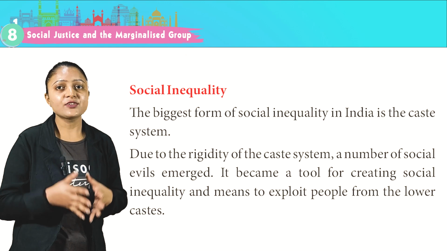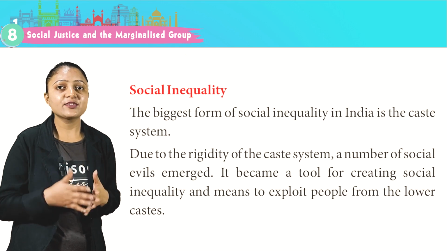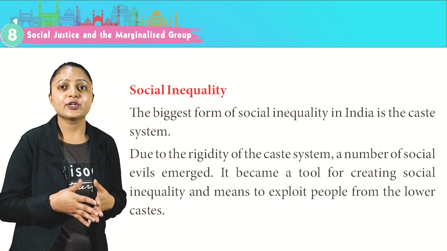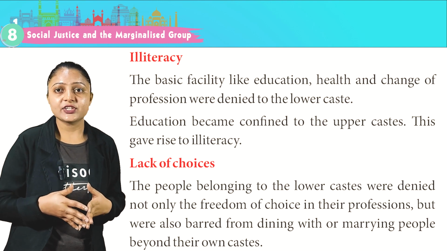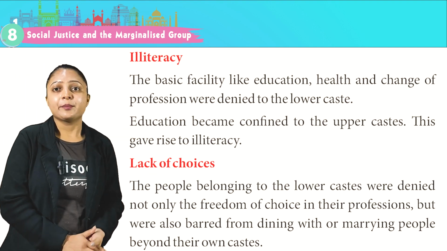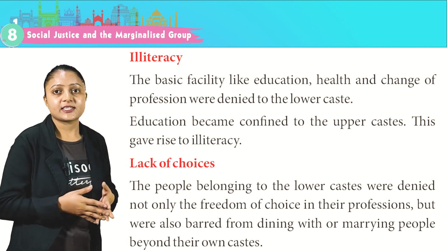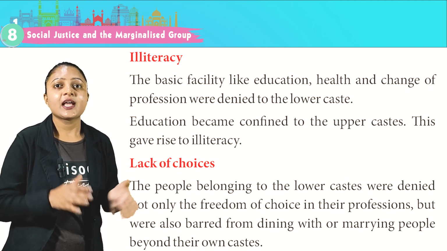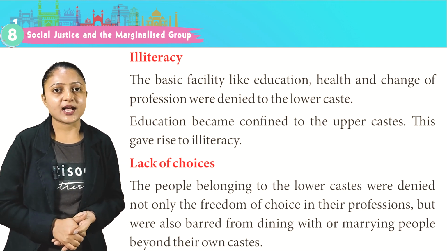Social inequality. The biggest form of social inequality in India is the caste system. Due to the rigidity of the caste system, a number of social evils emerged. It became a tool for creating social inequality and a means to exploit people from the lower caste. Illiteracy. Basic facilities like education, health and change of profession were denied to the lower caste. Education became confined to the upper caste. This gave rise to illiteracy. Lack of choices. The people belonging to the lower caste were denied not only the freedom of choice in their profession but were also barred from dining with or marrying people beyond their own caste.